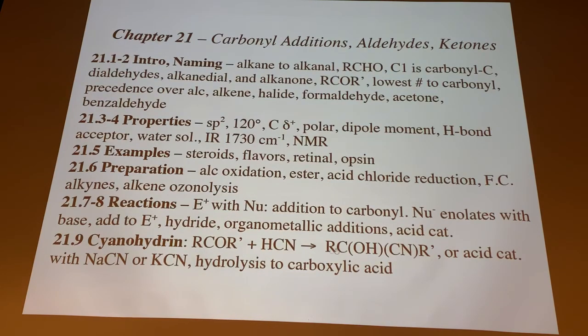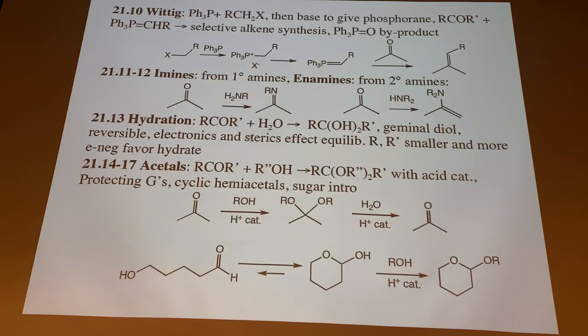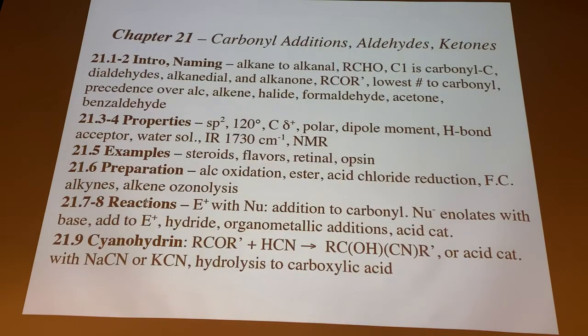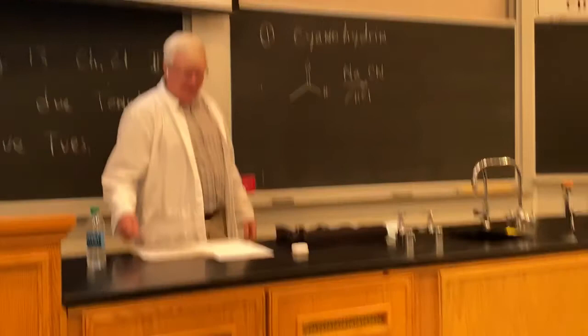Cyanohydrin is actually reversible to form the alcohol and cyanide here. We'll start with that one. I think that was one. The Wittig reaction is number 2, imines and enamines 3 and 4, hydrations 5, and acetals 6. So those are our main reactions. Let's start with cyanohydrin here on the board and see what we need to know there.